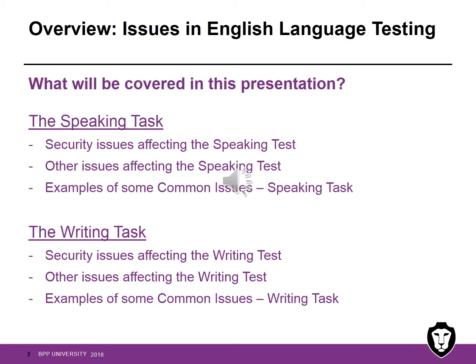So today we're going to look at a few issues affecting the speaking and the writing task. So security issues affecting both tests, other issues affecting both tests, and then some common examples of issues. So we're going to use authentic examples, and we're going to look at them, analyse them, and then I'm going to give you a few problem situations, and hopefully you'll think of a solution how to solve them.